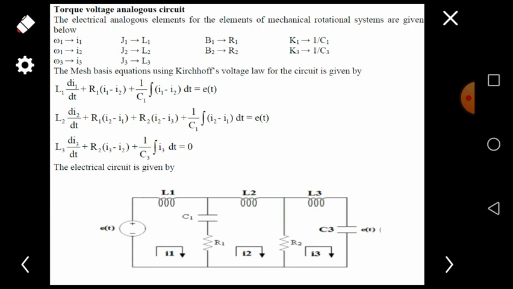For I1 and I2, the common values are C1 and R1, so we have drawn these two elements in between the loops I1 and I2. For I2 and I3 the common value will be R2, so we have drawn R2 here, and the other elements are going to be connected in series with respect to the value of current.